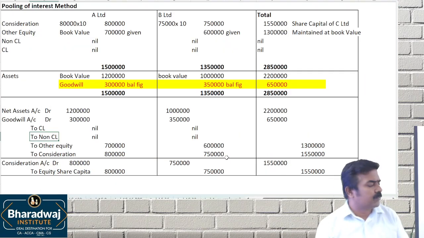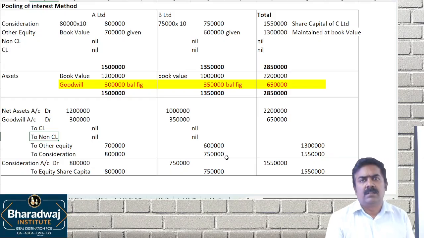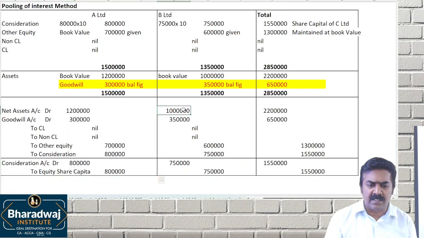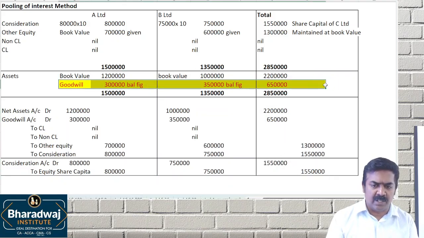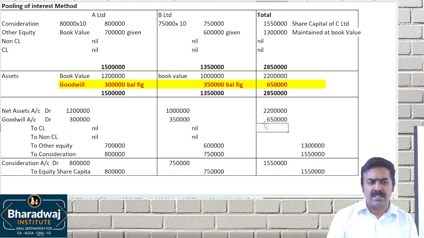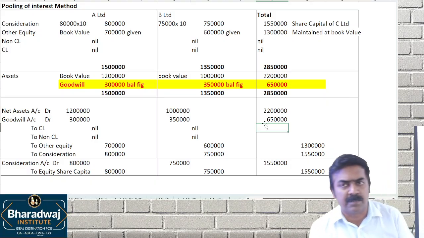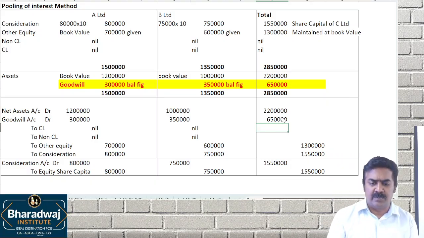In the exam, you can pass a separate entry for A Limited and B Limited, or you can give a combined entry also. For A Limited and B Limited put together, you can give a combined entry. We are here to tell that the goodwill in this amalgamation or business combination is how much? 6 lakhs 50,000.